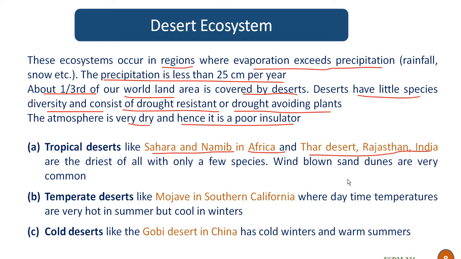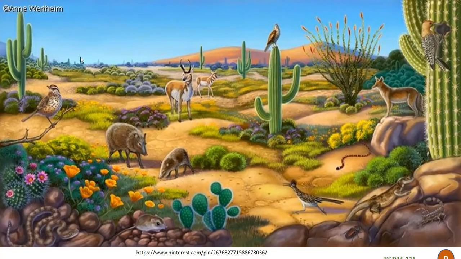Wind-blown sand dunes are very common in this tropical desert ecosystem. Then the second one is the temperate desert like the Mojave in southern California, where daytime temperatures are very hot in summer but cool in winter. And the last type is cold deserts, where the Gobi Desert in China is the example and has cold winters and warm summers. So these are the three different types of desert ecosystem. This is the overview of the desert ecosystem, in which different producers, consumers, and biotic and abiotic components are seen.